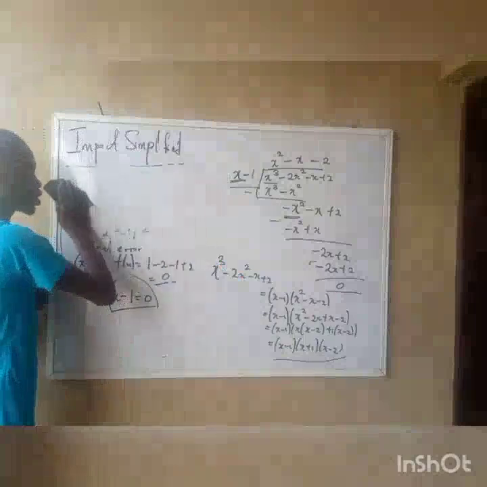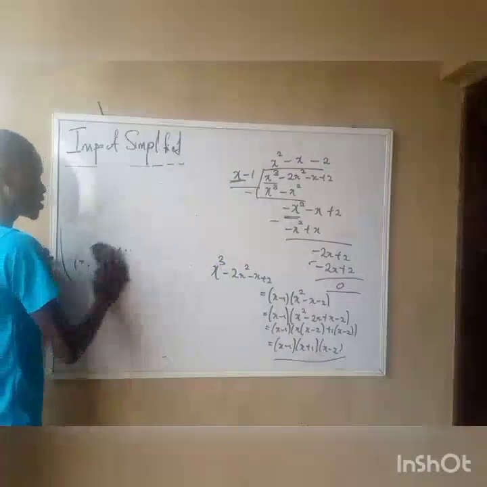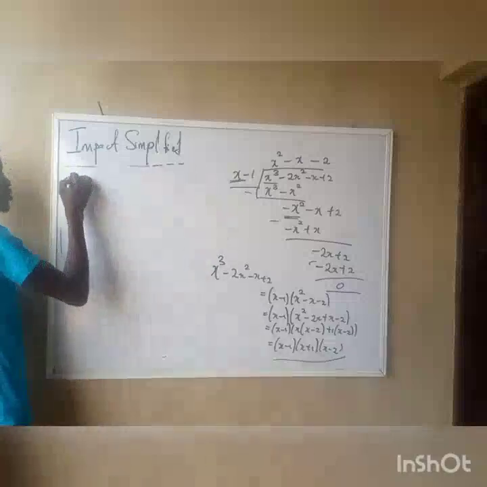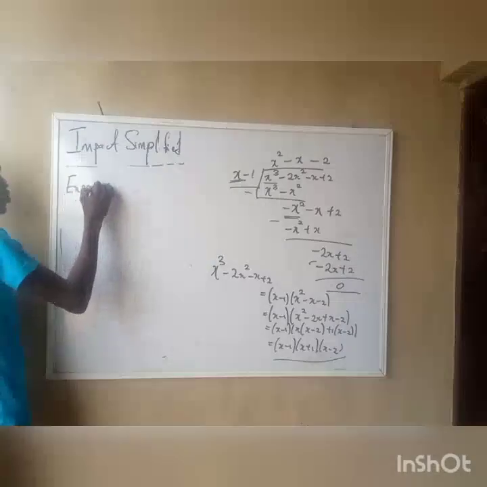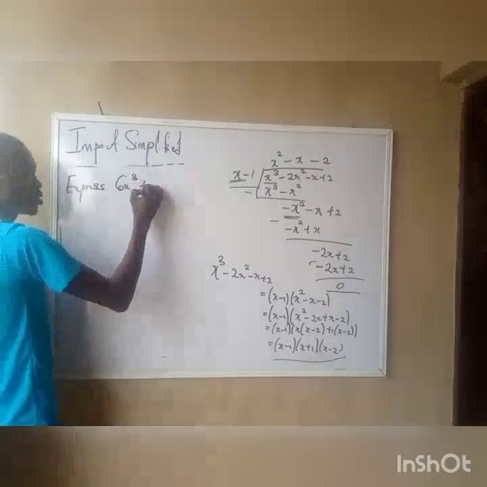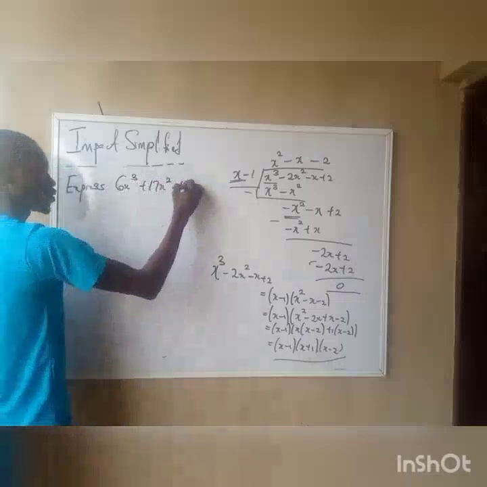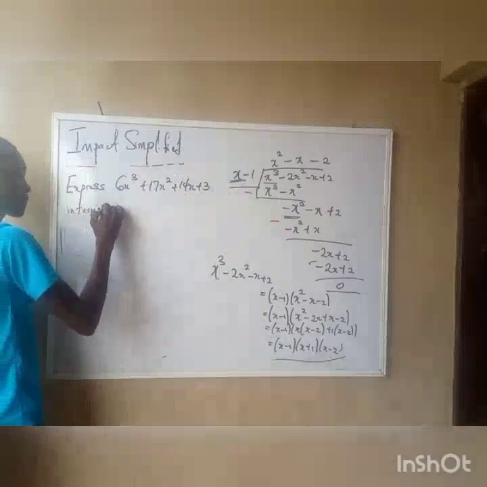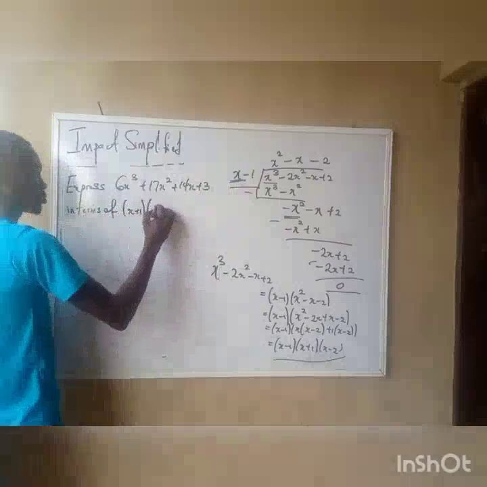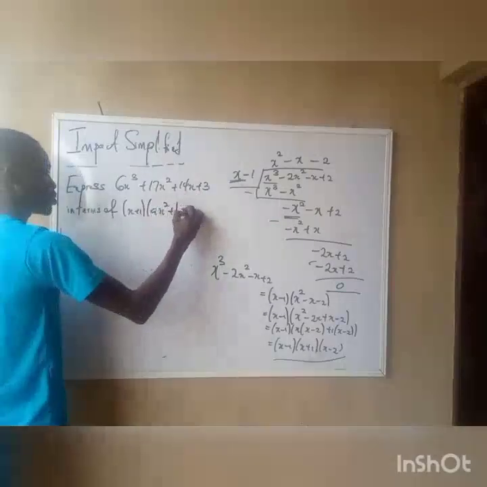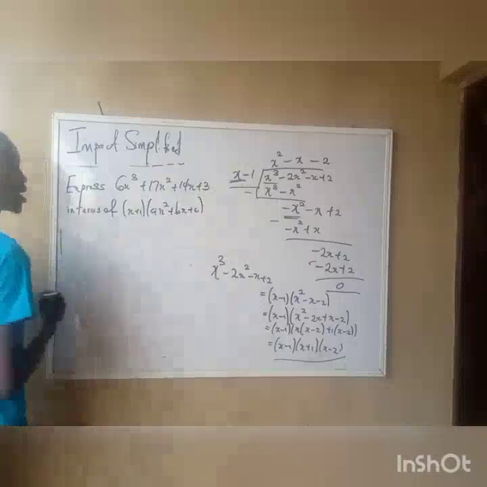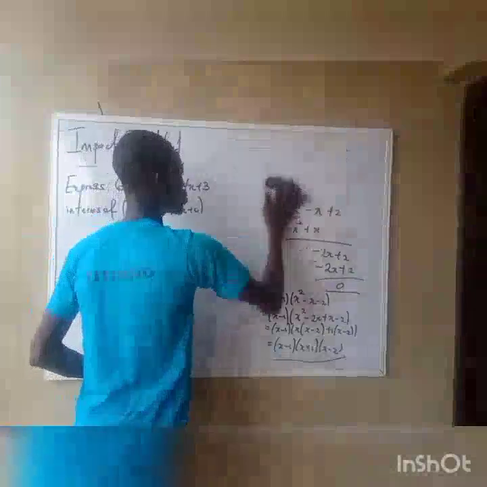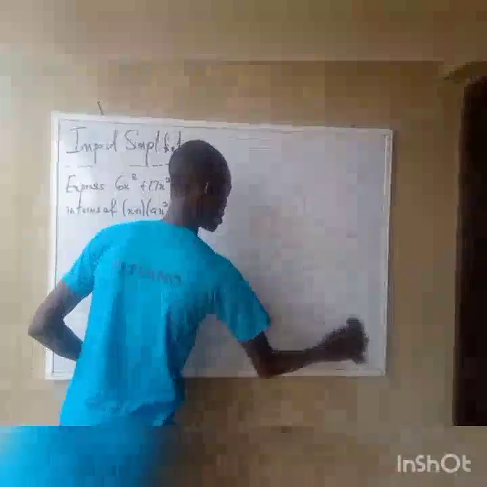Now let's solve the last question under polynomial, the factorization, and then we end polynomial. Now they said we should express 6x cubed plus 17x squared plus 14x plus 3 in terms of x plus 1, ax squared plus bx plus c. Now, how can we solve this? That means we are going to make use of the long division.